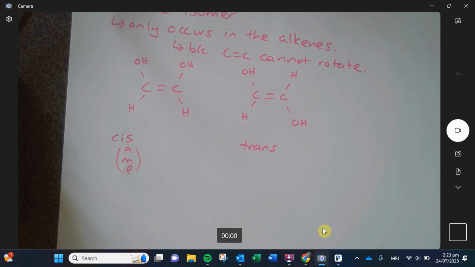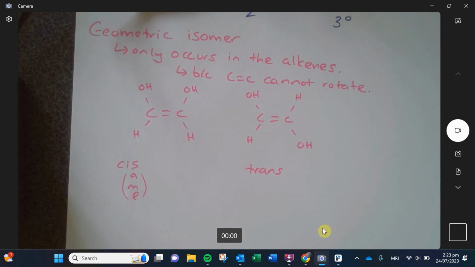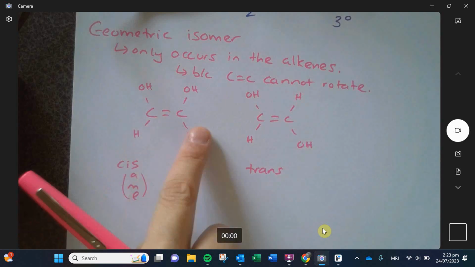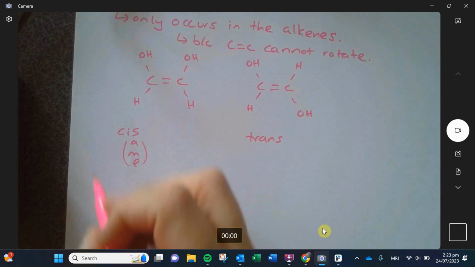We okay with that so far? All right. The other thing to keep in mind with these geometric isomers is that this only happens if each of the carbons involved in the double bond have 2 different things attached to it. And let me show you what I mean.